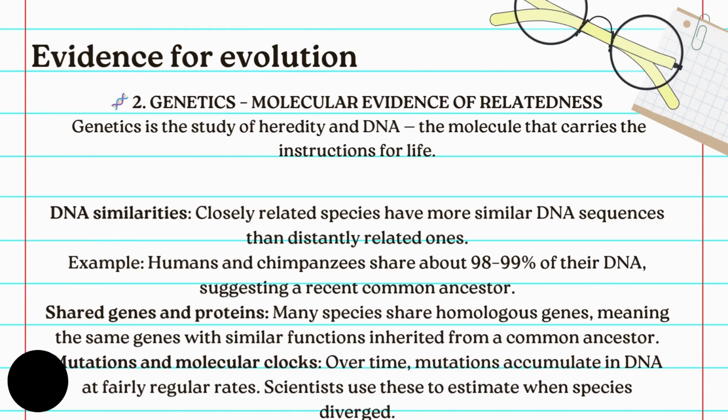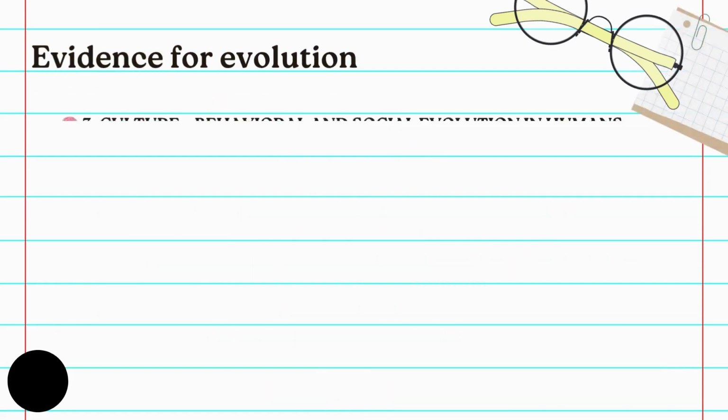And mutation and molecular clock. Over time, mutations accumulate in DNA at regular rates. That's how scientists believe the formation of new species occurs, through mutations and molecular clocks.